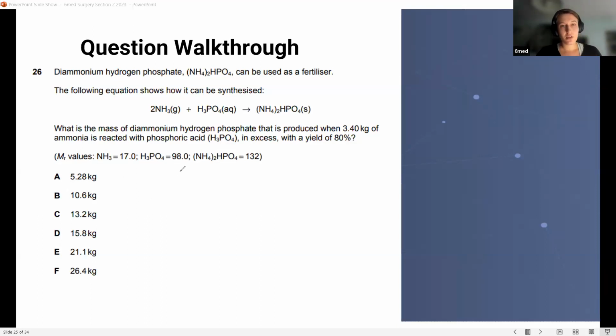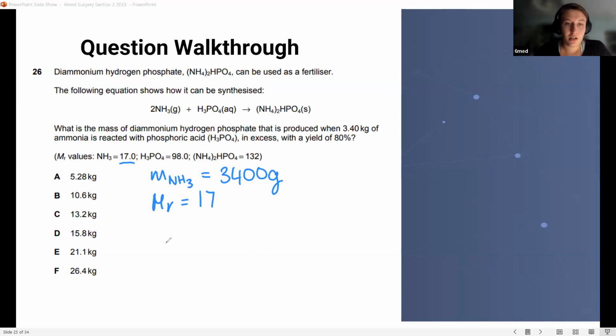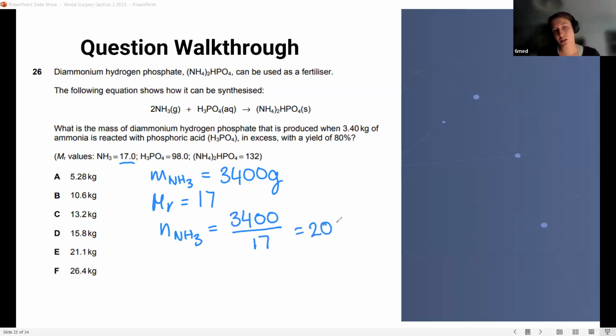So if you start with the mass, remember in chemistry, our mass is in grams. So our mass of NH3 is going to be 3,400 grams. So that's the first thing I'm going to start with. Our MR is going to be 17, it tells us in the question. So the number of moles is going to be the mass divided by the MR. So we get 3,400 divided by 17, which gives us 200 moles.